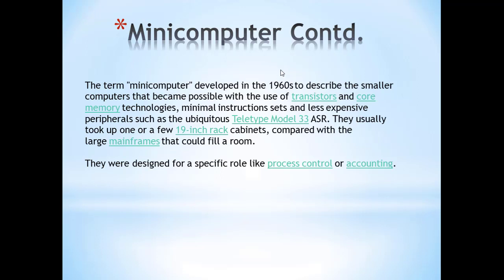The term mini computer was developed in 1960 itself, because it involves small machines. This is used to describe small computers, and you can have transistors and memory technologies with minimal instructions and less expensive peripherals when compared to the previous models. These types of mini computers will be designed for specific roles like process control or accounting.